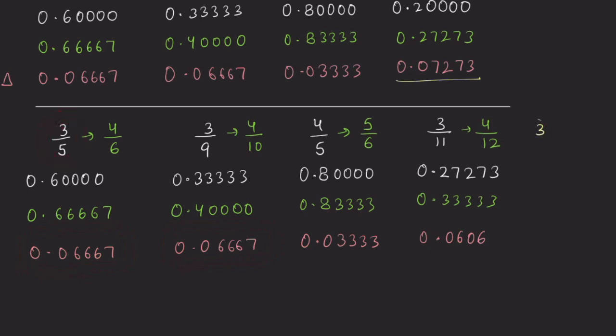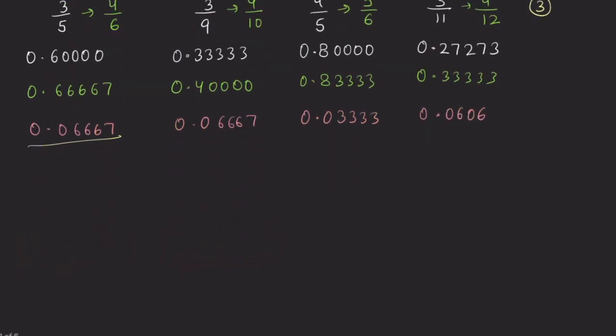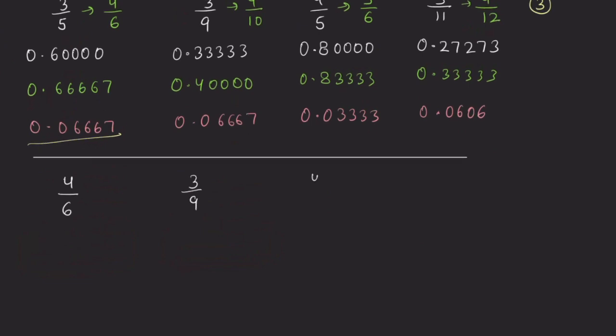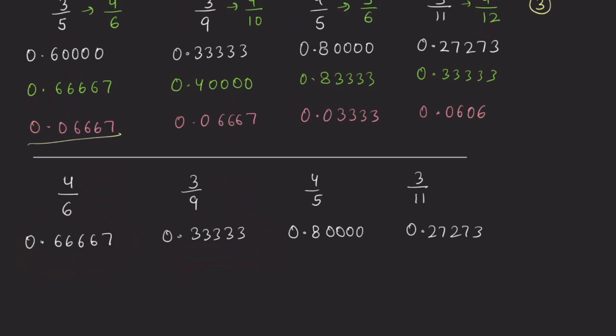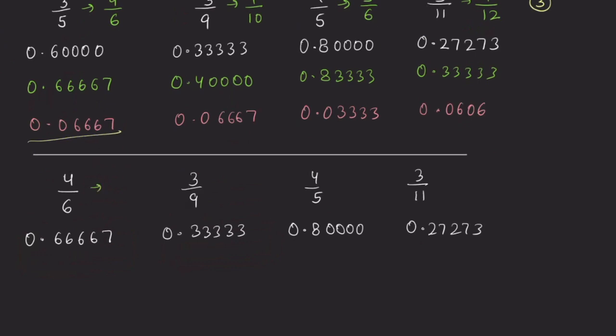So now this was for the third student and we have assigned it to the first class, right? Now what will be the values for the next student? So first one will become 4 and 6, second one will be 3 and 9, 4 and 5, 3 and 11, right? Then what will be the pass ratio? So it will be 0.66667. This one will be 0.33333. This will be 0.80000. This will be 0.27273. Then if I add the student to each of the class, this will be 5 by 7, 4 by 10, 5 by 6 and 4 by 12.